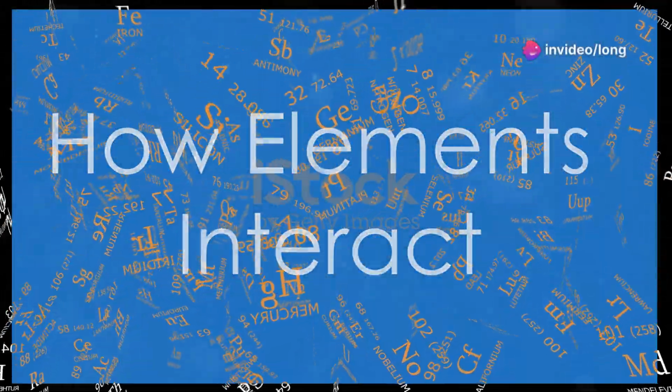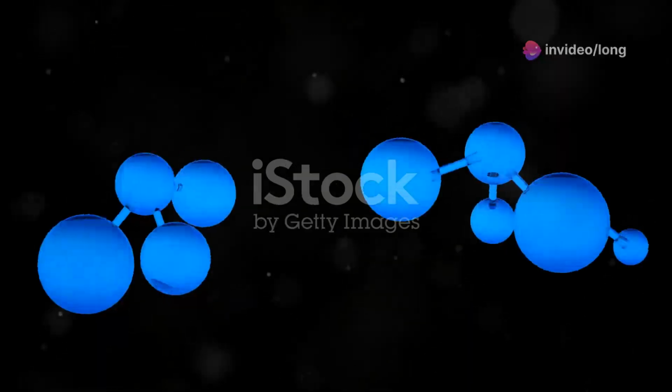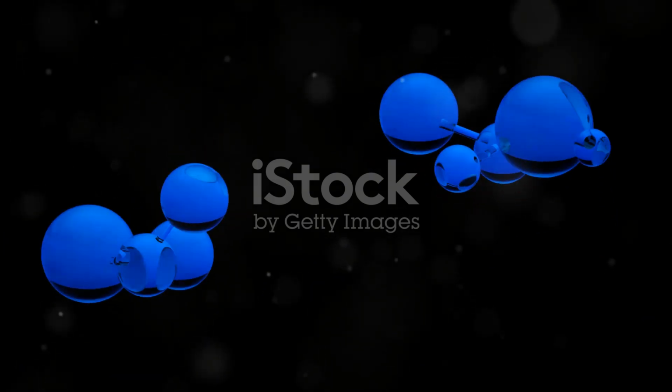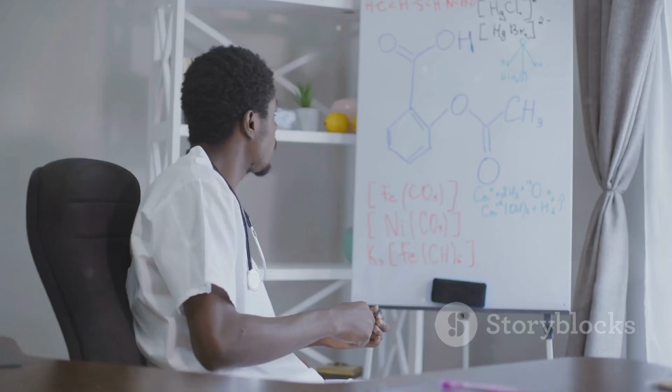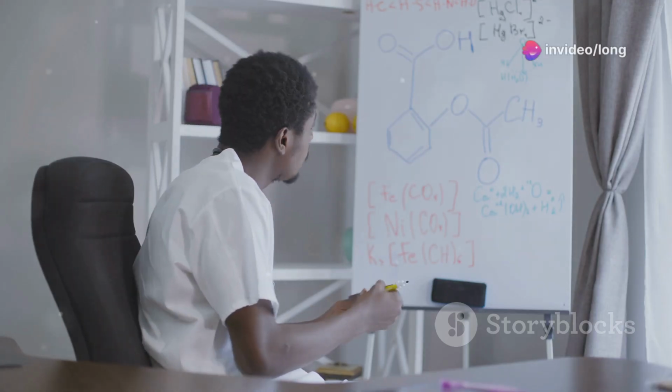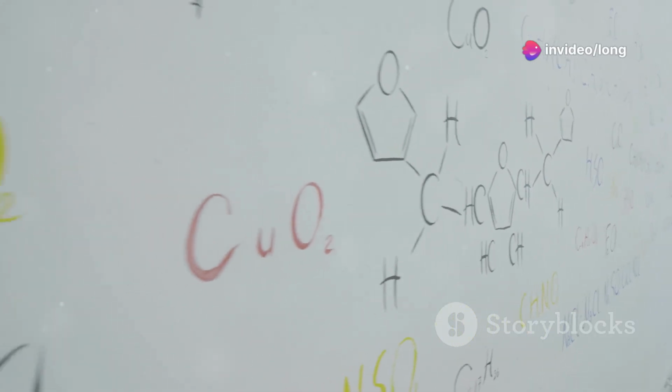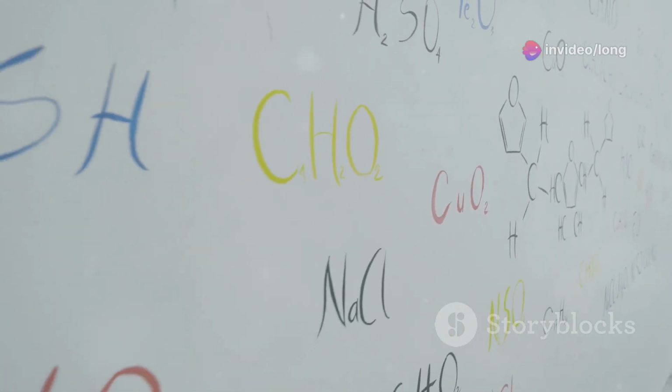Elements are social butterflies. They love to interact with each other. They do this by forming chemical bonds, which are the forces that hold atoms together in molecules. Understanding how elements bond is crucial to understanding how the world works. There are two main types of chemical bonds, ionic bonds and covalent bonds.